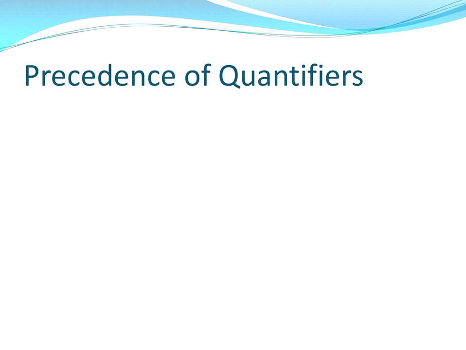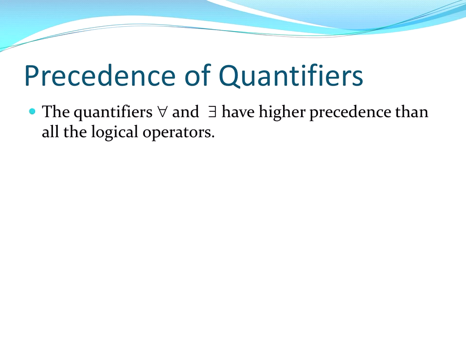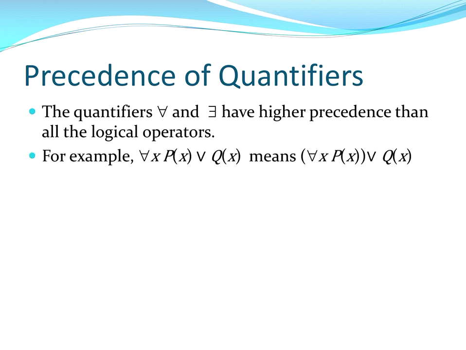One last slide on the precedence of quantifiers. They have the highest precedence of all the logical operators. So in this example, for every x, p of x, or q of x, means that the first two are tied together and the x in q of x remains unbound. In fact, this is not even a proposition. It is a propositional function in the variable x inside the q of x propositional function.